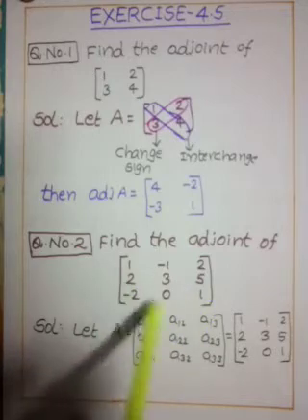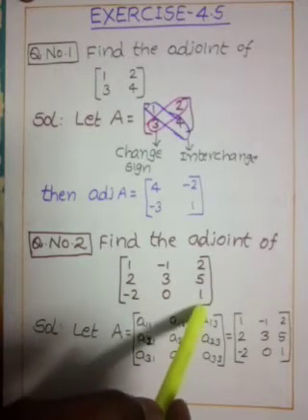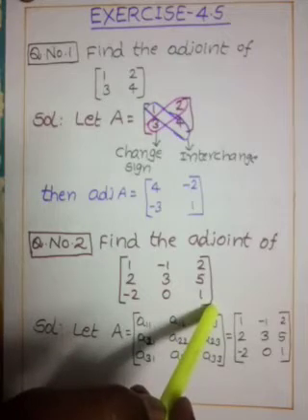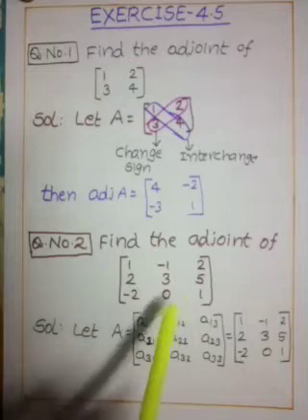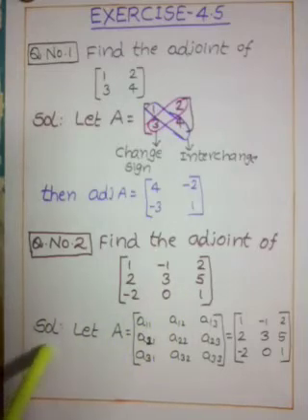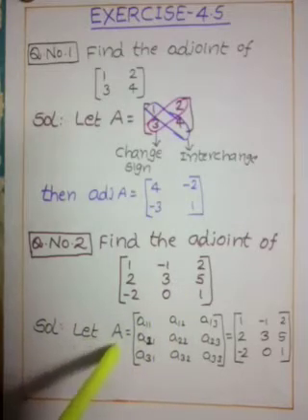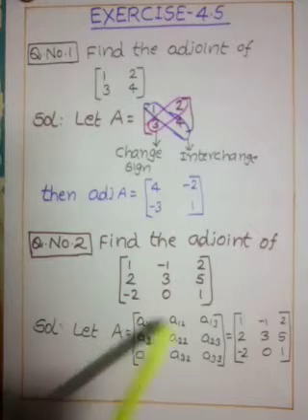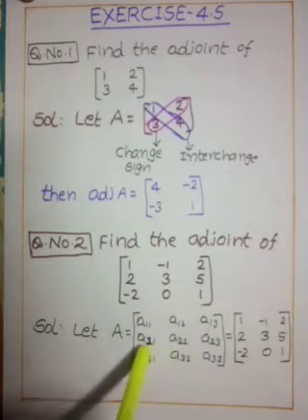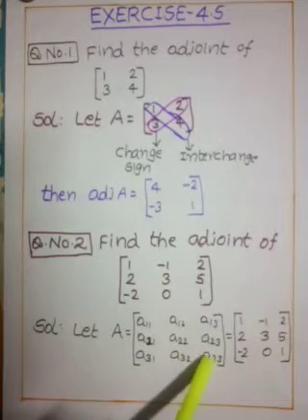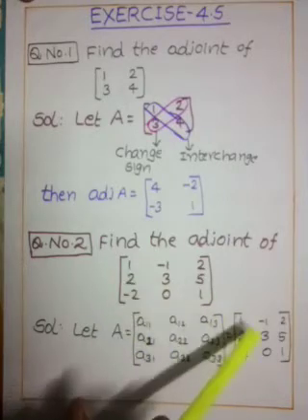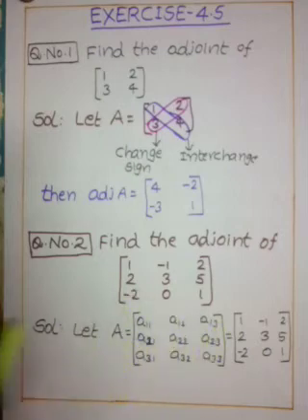If you observe, this matrix is a square matrix of order 3 by 3. Now we are going to find the adjoint of this matrix. Now come to the solution part. Let us consider the given matrix A equal to A11, A12, A13, A21, A22, A23, A31, A32, A33. That is equal to, we write the given matrix. Understood, my dear children? Right.